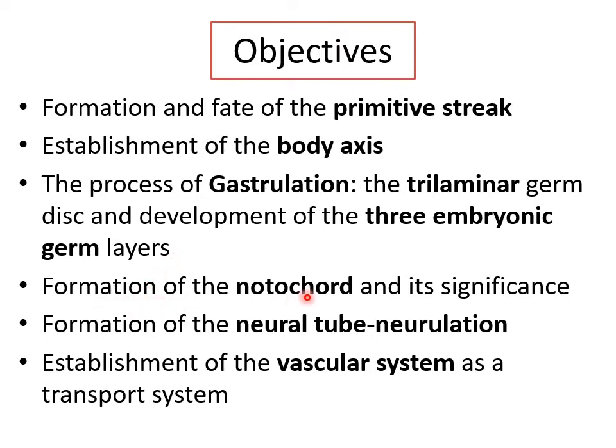What is notochord and why is it necessary? So its significance and what happens to it later on. Then how is the early brain formed or the neural tube formed by the process of neurulation, and how an early vascular system is established. Okay, so all this is happening in this important third week of intrauterine life.